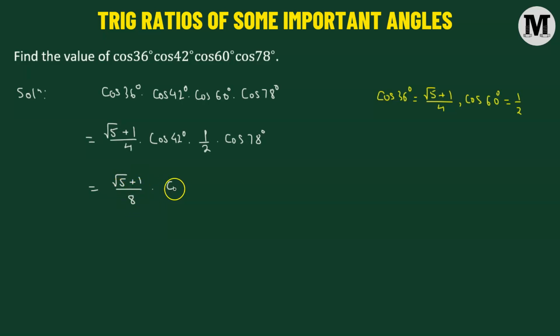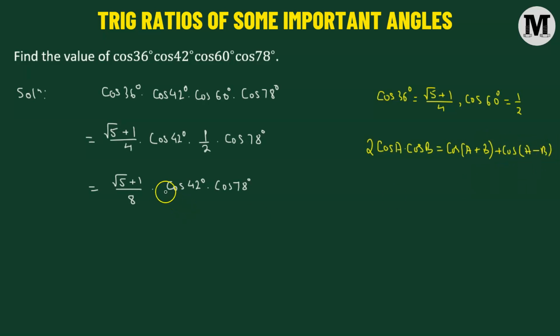Now our goal will be to determine the value of the product cosine 42 degrees times cosine of 78 degrees. There's no standard value for that. So what we'll do here, we're going to use a formula which transforms the product of two cosine functions into the sum of two cosine functions. That means whenever we have cosine of angle A times cosine of angle B and we have a factor 2 multiplied to it, then this transforms to give us cosine of angle A plus B added to the cosine of angle A minus B.